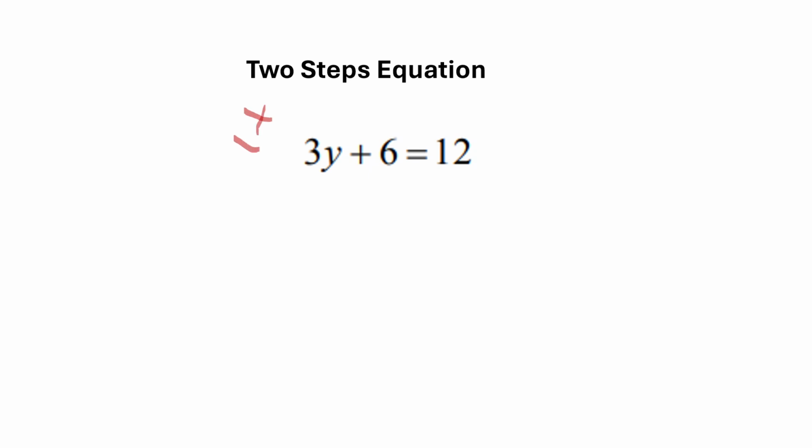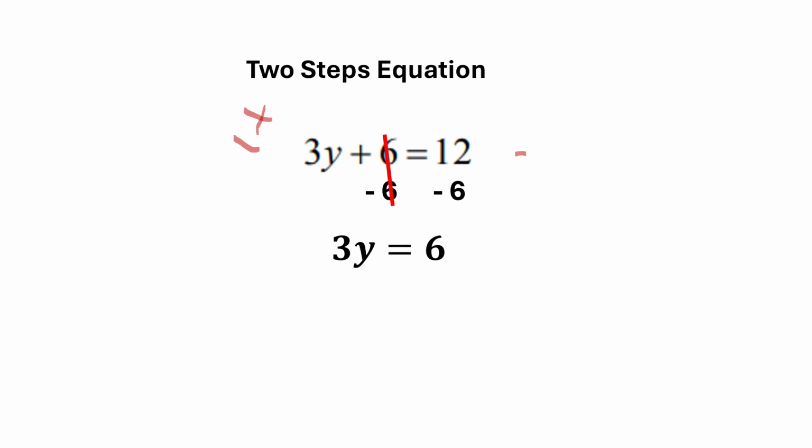Keep this in mind. We first get rid of the plus or minus. If you see plus, do the opposite, which is minus 6 to get rid of it. So the 6 and minus 6 will cancel. On the left side, you just have 3y equal 12 minus 6 is 6. So 3y is 6. We don't need to see 3y, we need just y. How do we get rid of the 3? Divide by 3.